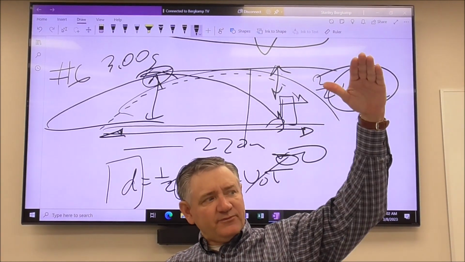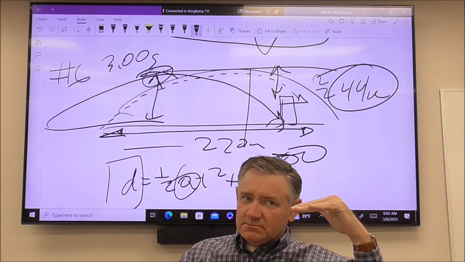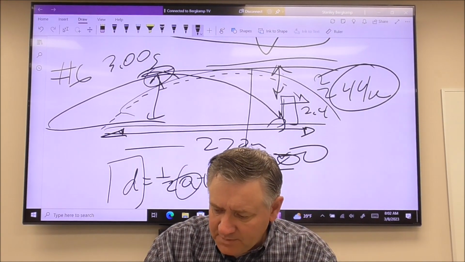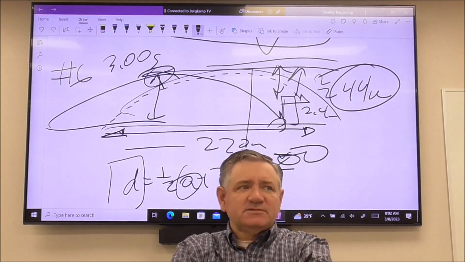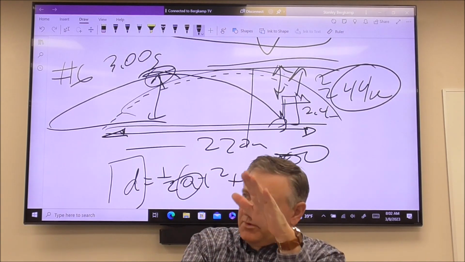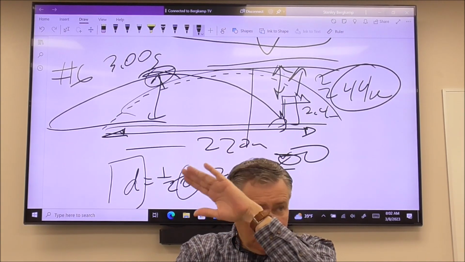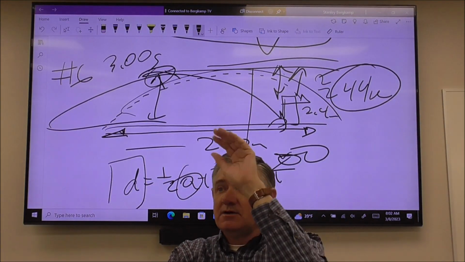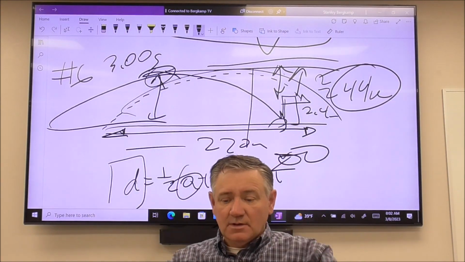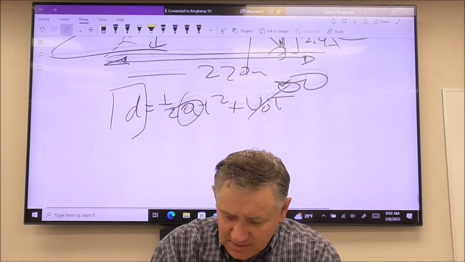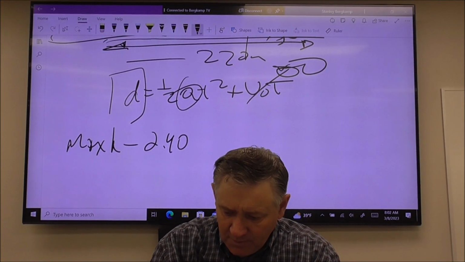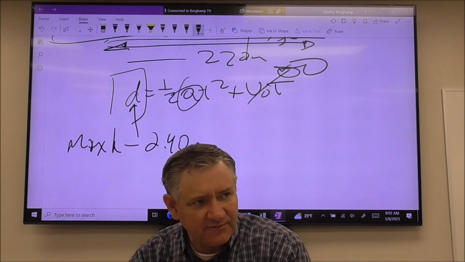It's going to fall from 44 meters down to 2.4 meters. So if it falls from 44 down to 2.4 meters, how can you figure out how far it has to fall? Jack, what are you going to do? Subtract the 2.4. Yeah. So you're going to take 44, your maximum height, subtract the 2.4, because it's not going to fall all the way down to the ground, and the difference between these two, that's going to be your max height minus 2.4 meters. That's how far it has to fall.